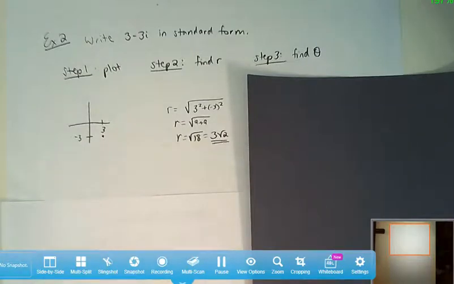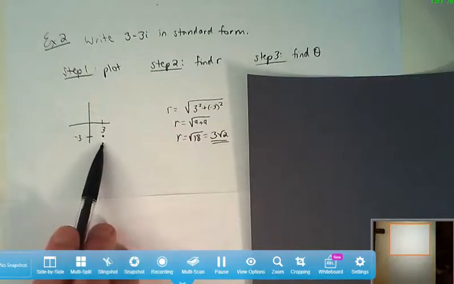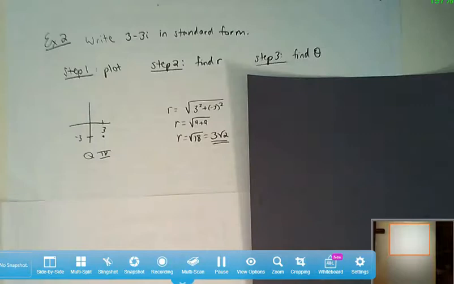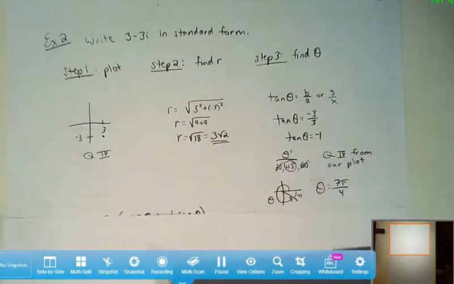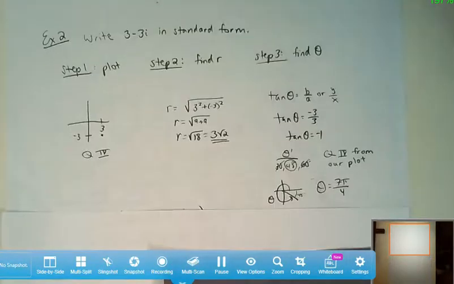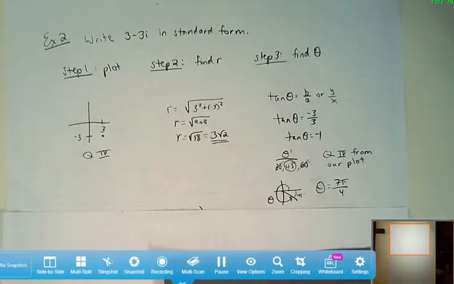And next, go ahead and find theta. If you prefer to use the unit circle, go ahead and do that. If you're going to find a reference angle, find your reference angle. And remember, for your quadrant, you already plotted, so you already know you're in quadrant 4. What you should get here is 7 pi over 4 for your theta.